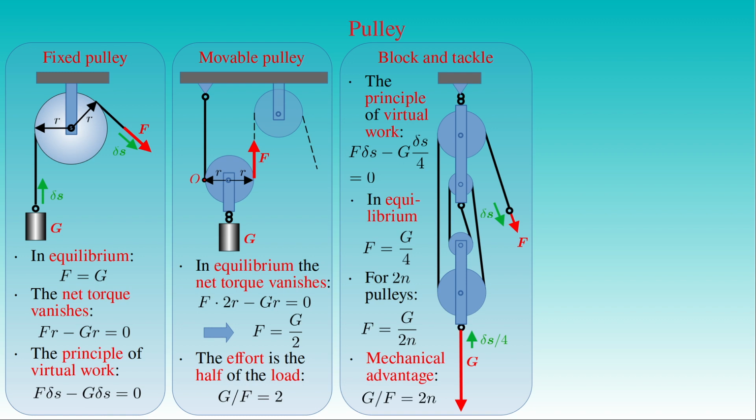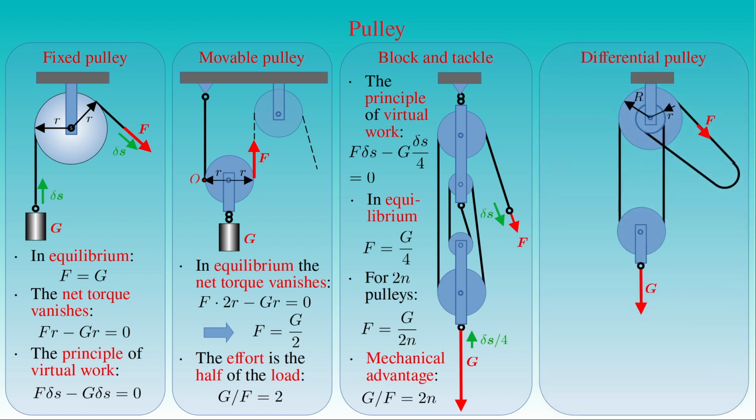Since the effect of the friction between the ropes or cables and the pulleys increases with the number of the pulleys, there is a reasonable upper limit for the number of the pulleys applied in a block and tackle. Another type of arrangement of pulleys is the differential pulley shown here.